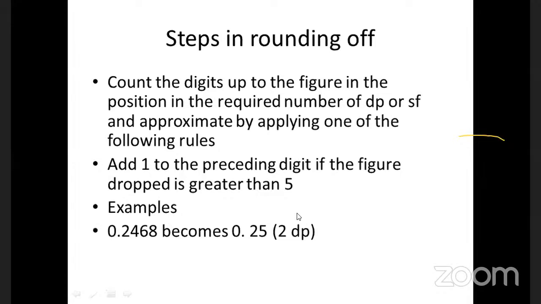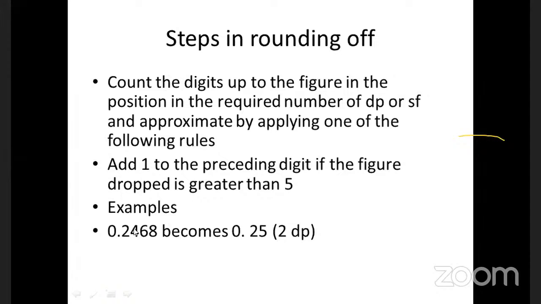We have 0.2468. We want to round this to 2 decimal places. Is it okay? So the first step is we count the digits up to the figure in the position of the required number of decimal places. The required number of decimal places here is 2. So we count up to 2 decimal places. The first digit is the 2. The second one is the 4. Is that okay? Yes. The second digit is the 4.